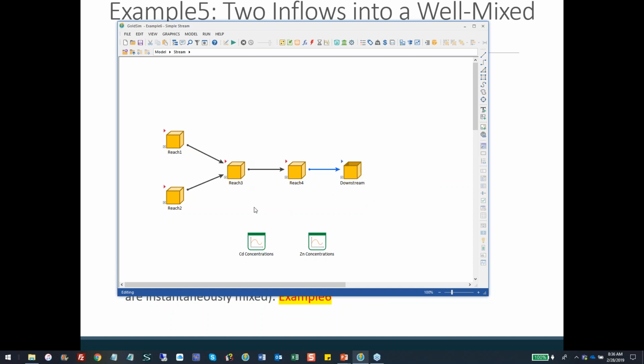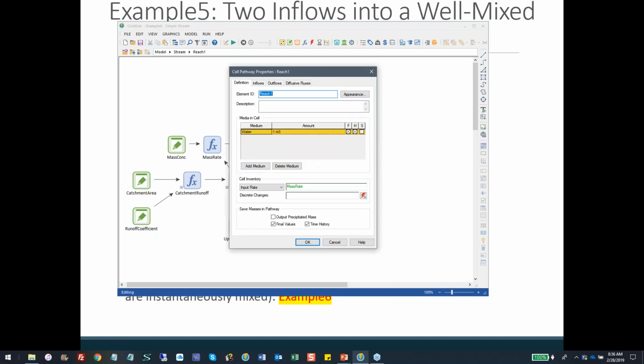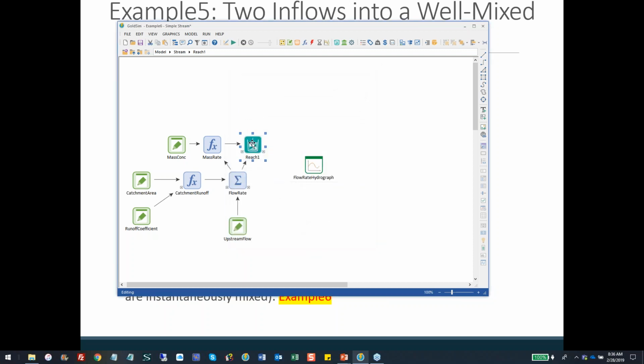Let's look at how we simulate any particular reach. If we look at reach 1, reach 1 is represented by a mixing cell. The mixing cell has a volume of 1. What does that mean? What this mixing cell represents is a slice of water at the end of the reach, because what I really care about is the concentration leaving the reach. That's what I want to know. So my volume is this little slice at the end of the reach.